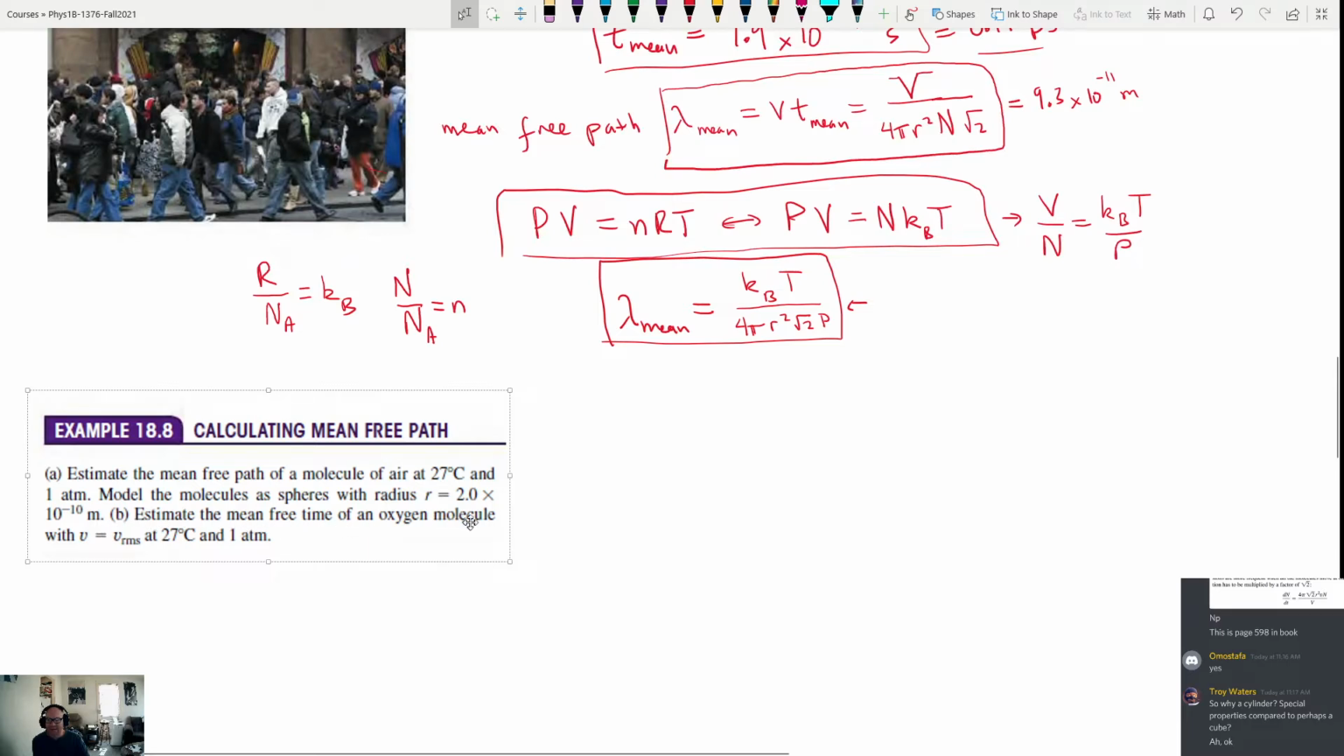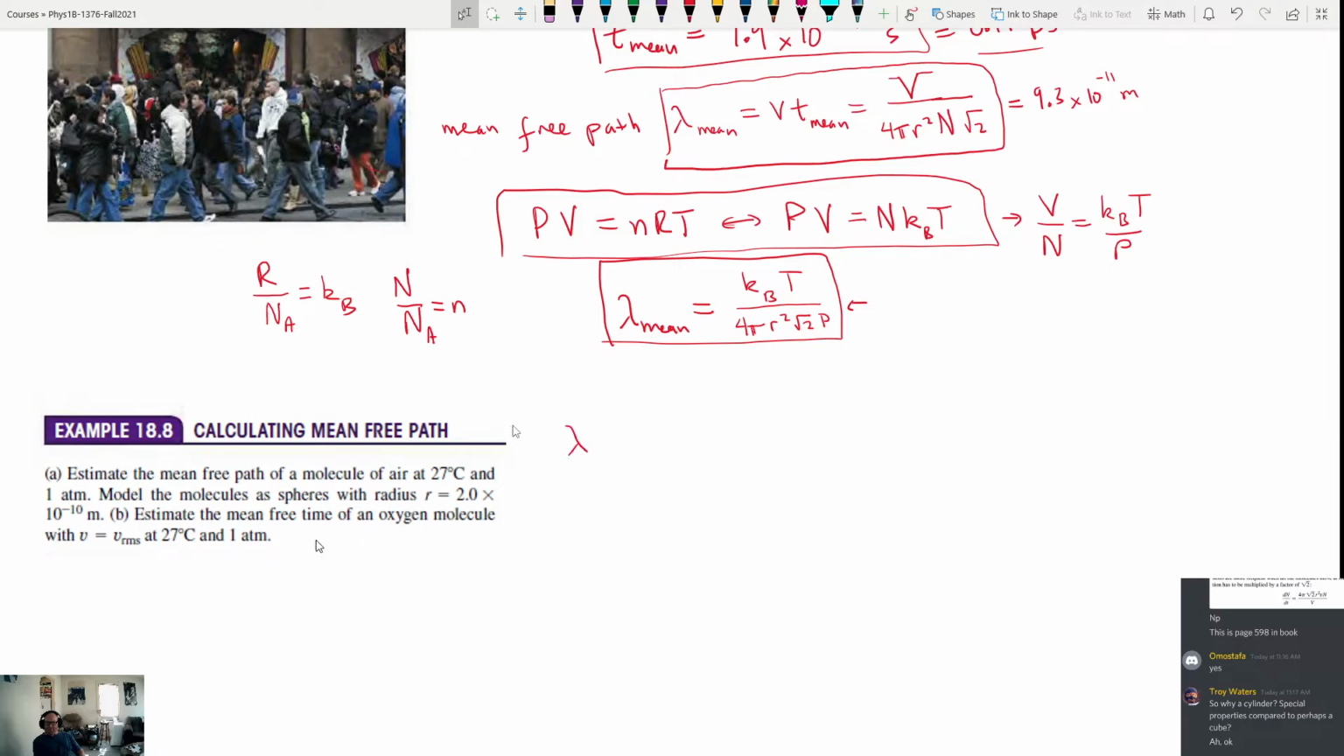Estimate the mean free time of an oxygen molecule with V equal to V RMS at 27 degrees Celsius and 1 atmosphere of pressure. Okay, so we're actually going to do something with an oxygen molecule, and so we're going to use the RMS of that, which we also used for what we did, but that's fine. Okay, so we have that equation right there.